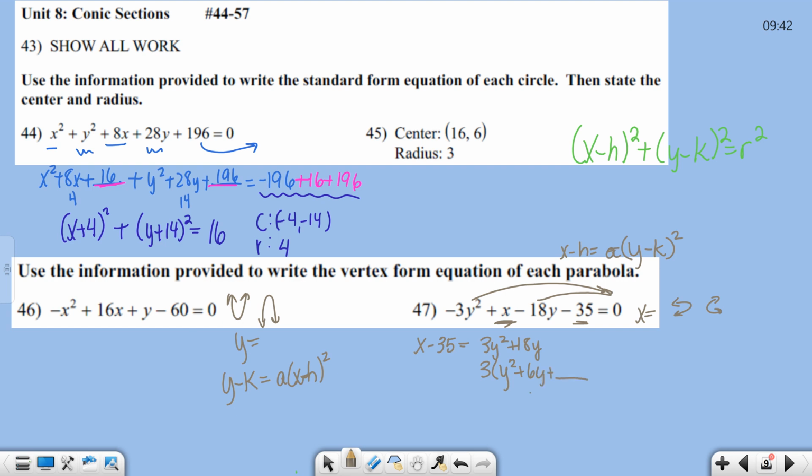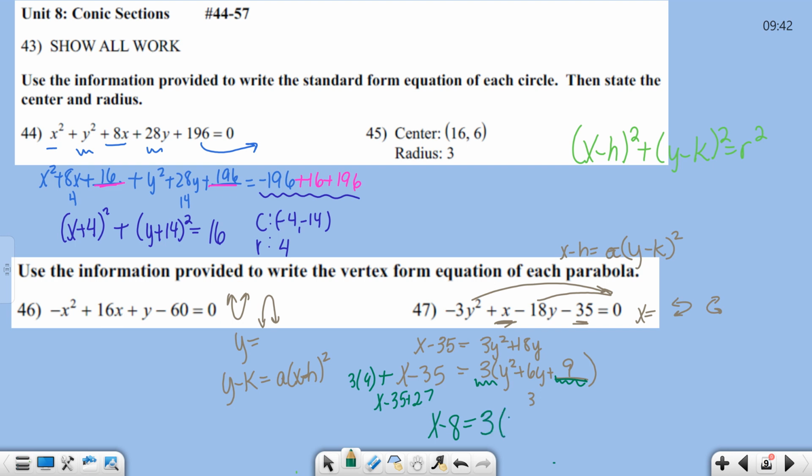Go ahead and complete the square. Half of 6 is 3. 3 squared is 9. Cool. What do we add to the other side? We do not add 9. We add 3 multiplied by 9, which is 27. So x minus 35 plus 27 gives us x minus 8. That equals that leading coefficient, the 3 still stays.